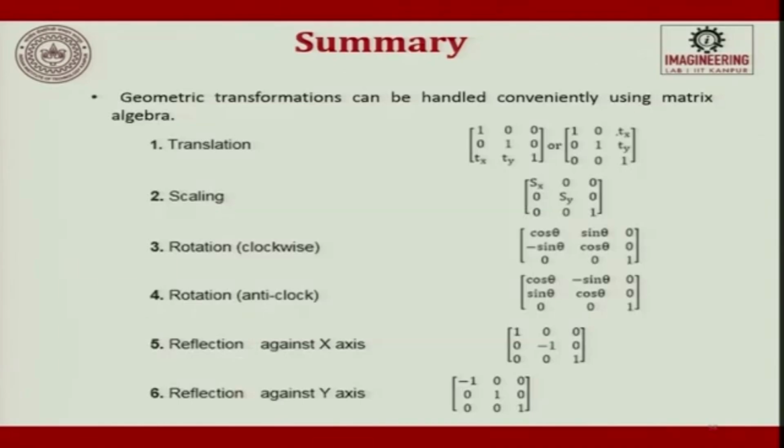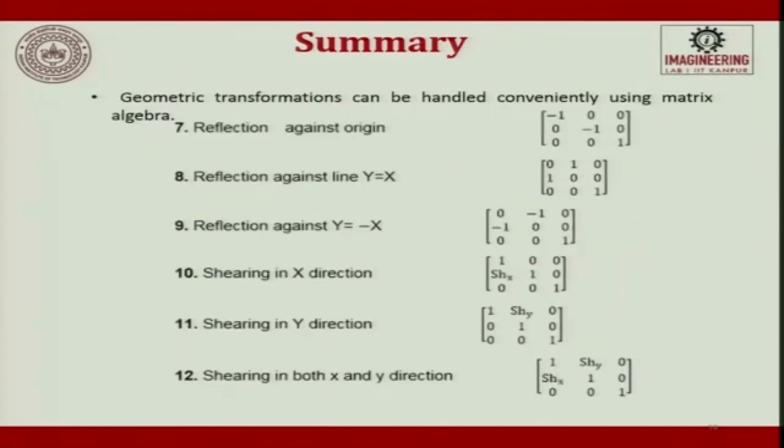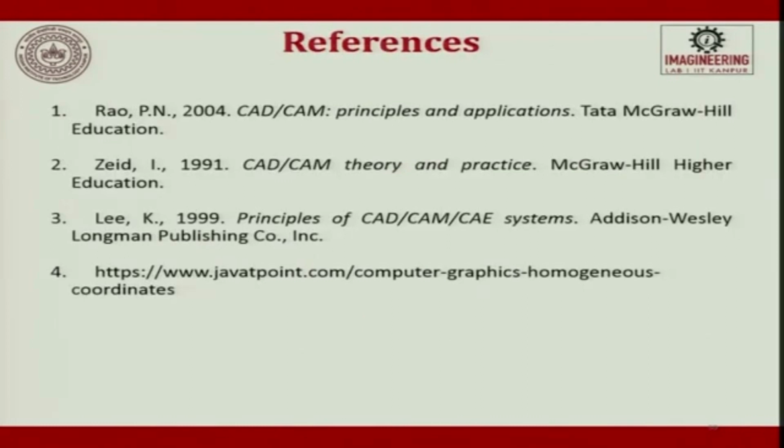To summarize, these are the formulas which we saw in this lecture. Translation, scaling, these are all for 2D. So, summary for 2D, and rotation clockwise, rotation counterclockwise, reflection about x and reflection about y. You can also have a reflection about a line, then reflection about the origin. You can have y equal to x, y equal to minus x. You can also have shearing. Shearing is nothing but differential scaling: shearing in x, shearing in y, shearing in both x and y. So, these are the reference.